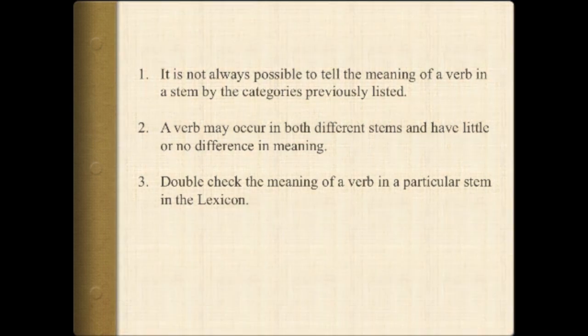Now, it is not always possible to tell the meaning of a verb in a stem by these categories that we have listed. Some of them just don't fit. Also, a verb may occur in different stems and have little or no difference in meaning. So the rule is that in order to really know what a particular verbal root means in a particular stem or binyan, you have to double check the meaning in the lexicon.